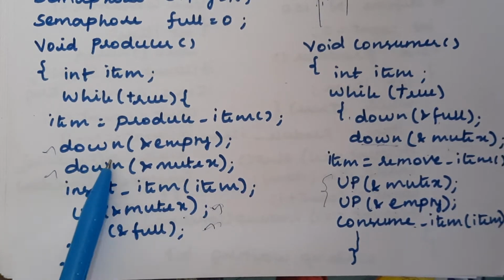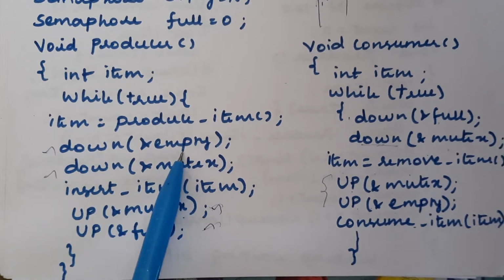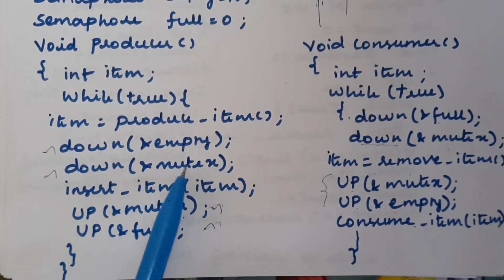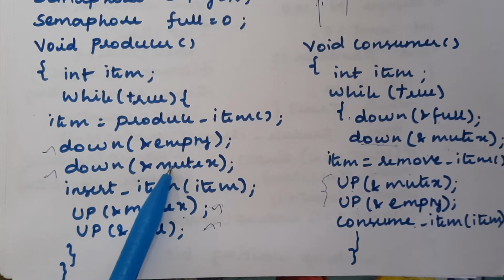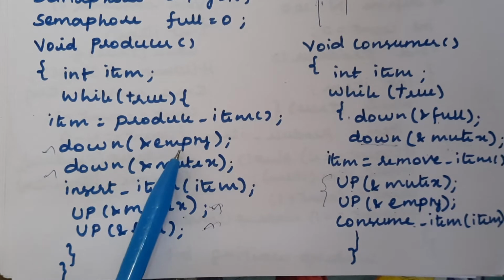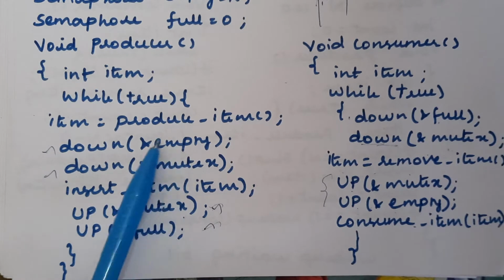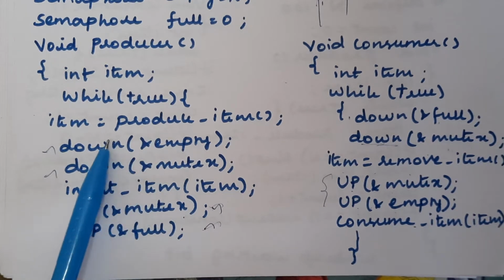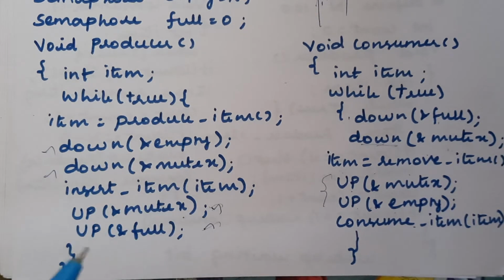If you look at this code carefully, we have initially called the down operation on the empty variable. It is another semaphore variable. There is also another semaphore variable, mutex, used to achieve mutual exclusion. Before calling the down operation on mutex, we have called the down operation on empty. But if you reverse it, first calling down on mutex and afterwards down on empty, what happens?